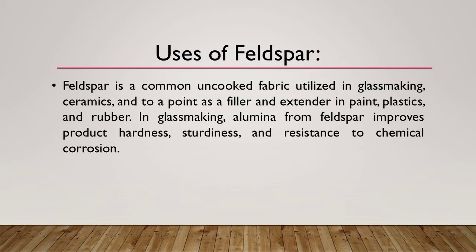So, ibig sabihin nito, ang feldspar ay isang pangkaraniwang element na ginagamit sa paggawa ng salamin, ceramics, at pwede ring idagdag sa panggawa ng pintura, plastics, at goma. So, sa paggawa daw ng salamin, nakatutulong daw yung feldspar sa pagpapatibay ng mga produkto at nakakatulong din ito na panglaban sa mga kemikal.